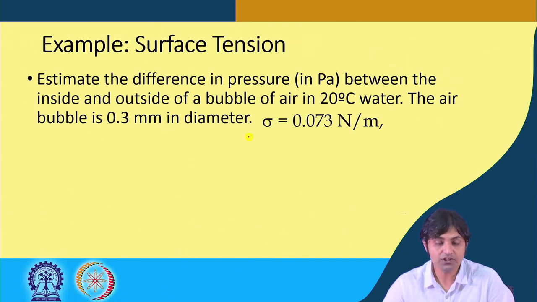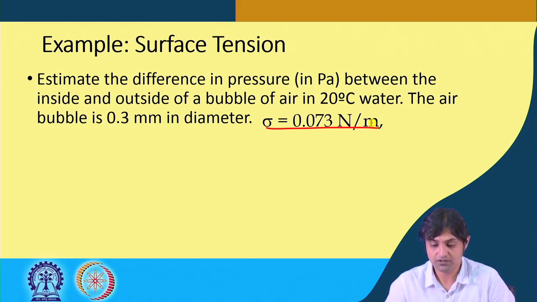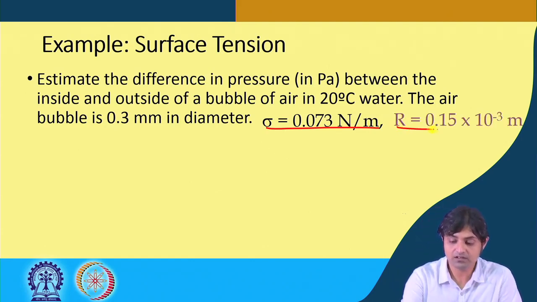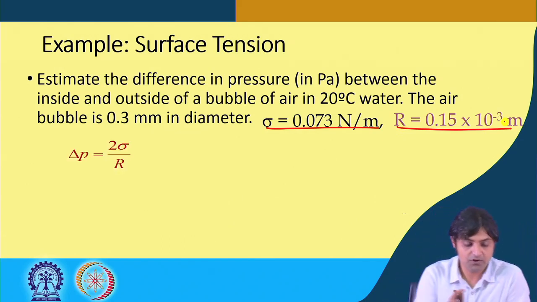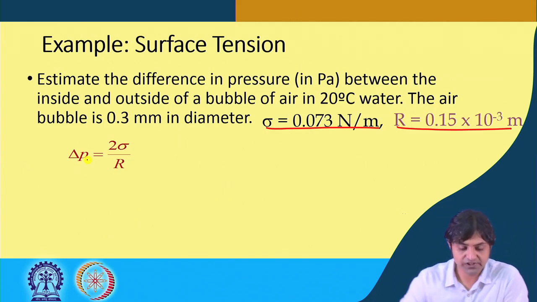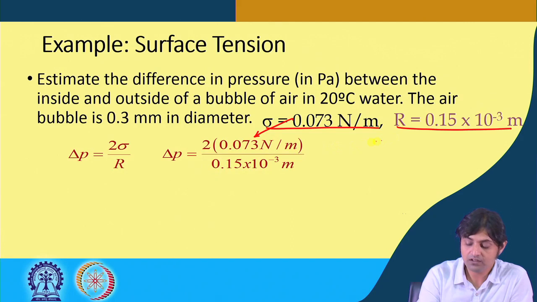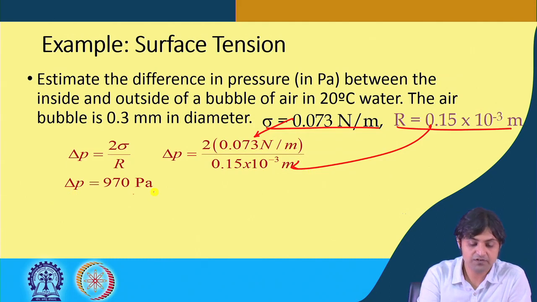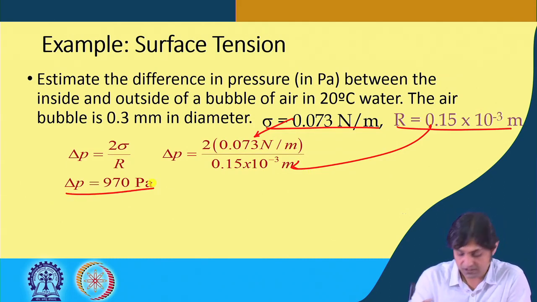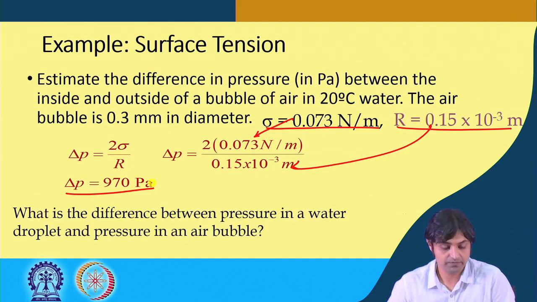So we already know the equation here. Sigma is given as 0.073 Newton per meter, and R is the radius, 0.15 into 10 to the power minus 3. We have already seen the equation: delta P is 2 sigma by R. So delta P is 2 sigma, and R is 0.15 into 10 to the power minus 3. The pressure difference comes out to be 970 pascals. I think it's very simple to calculate, so you can use your calculator.